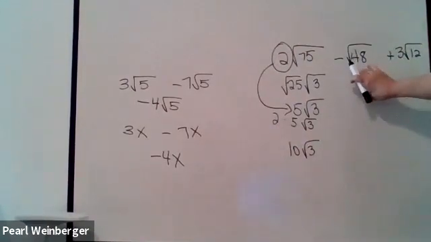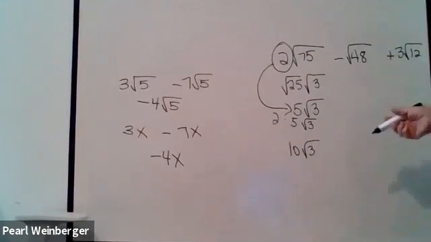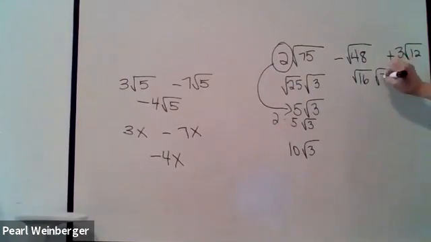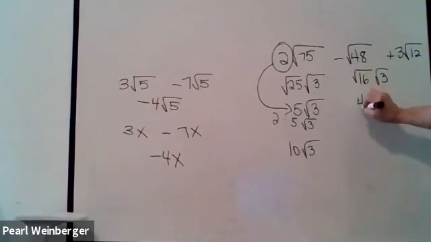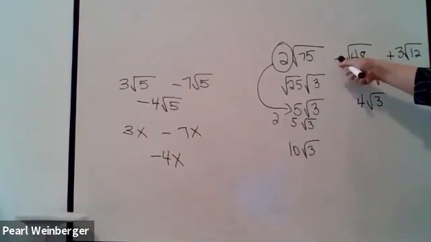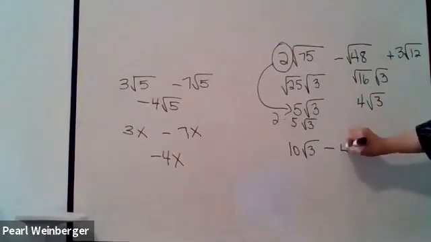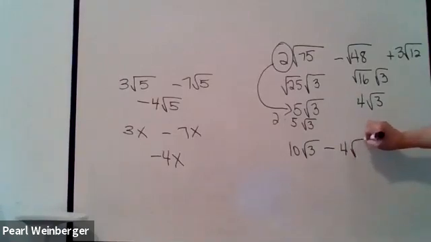Now I go to the next, the 48. Somehow 48 happens to be a very popular number in a radical, and we've already done that. We know that the 48 can be broken up into 16 and 3. The radical 16 is 4, so this becomes 4 radical 3. Don't forget there was a negative in front of this, so my next radical becomes minus 4 radical 3.